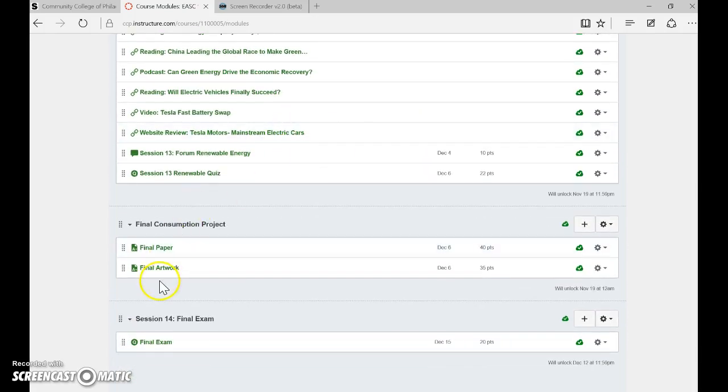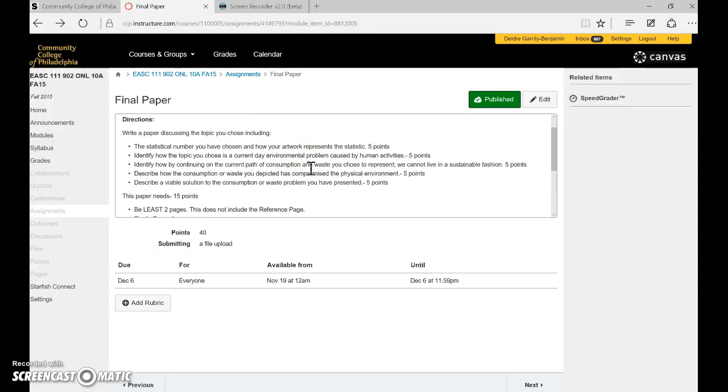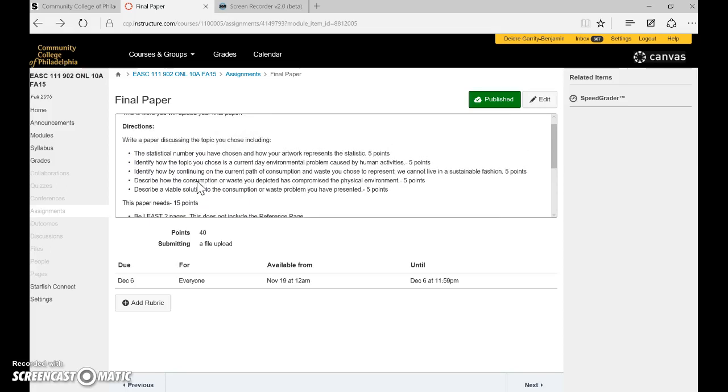So here's the final paper and here's your final artwork. Your paper is right here and it has all the specifications under the paper about what it's about. Here you go, the statistical number. It tells you exactly how many points I'm giving you for each thing. And it must be at least 2 pages. This does not include the reference page, single space, use at least 3 sources. So a 2-page paper, and you write a paper about your thing, and you want to answer these questions in there to describe all those sorts of things. So I kind of give you exactly how I want you to write the paper, etc.